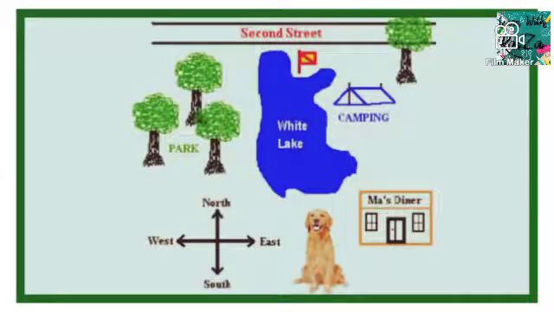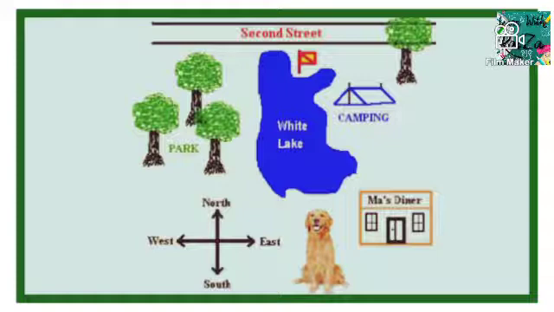Well, now have a look at this figure, and this is a plan of a street. This is actually a park. So there are trees, there's a lake called White Lake, and there's a campsite, and there is a restaurant called Mars Dinner, and there is a cute dog, and the directions are given on the left hand side of the figure. So now you have to answer this.